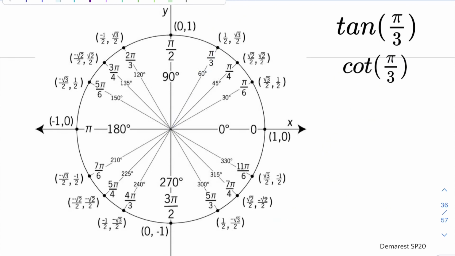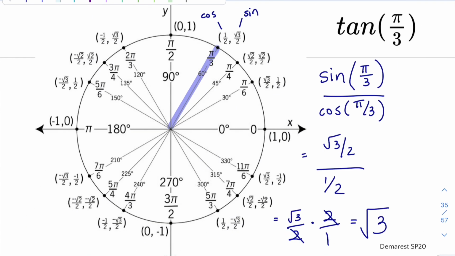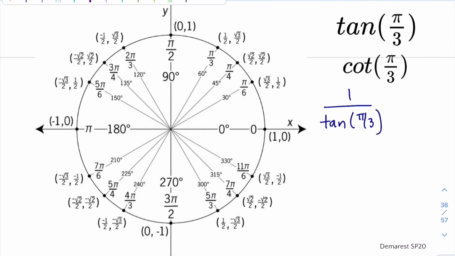Now, say I wanted to find the cotangent of pi over 3. There's actually two ways I can do this, keeping in mind that cotangent is the reciprocal of tangent. The first way I can rewrite cotangent then is 1 over the tangent of pi over 3. So if I just go through the steps to find tangent of pi over 3, and I know that it's radical 3, I know my cotangent is 1 over radical 3. But again, that requires first finding tangent of pi over 3.